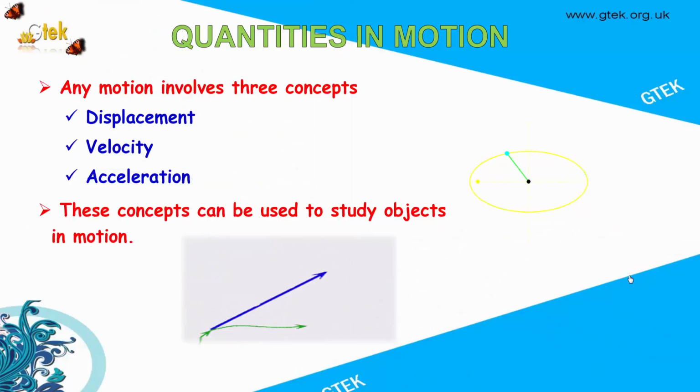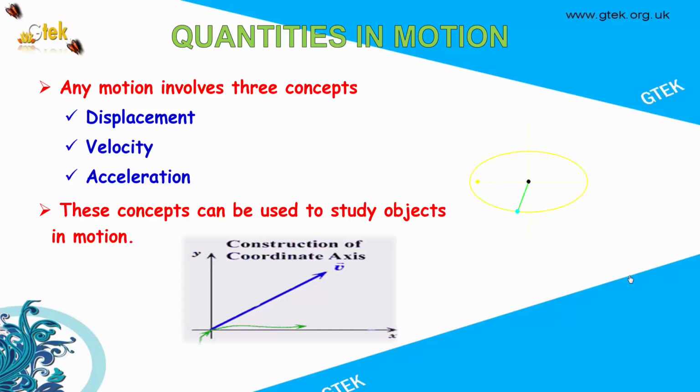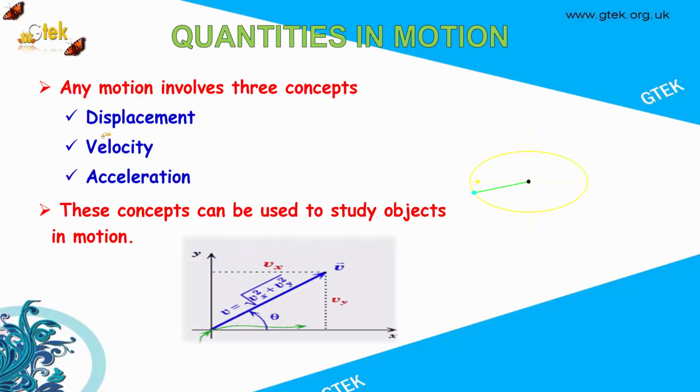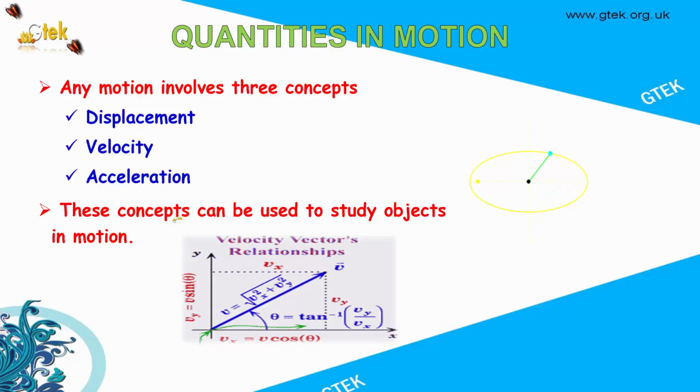Now, let's talk about the quantities in motion. Any motion involves three concepts. The three concepts are nothing but displacement, velocity and acceleration. These concepts can be used to study objects which are in motion. You can see here the object which is in motion with continuous rotation.